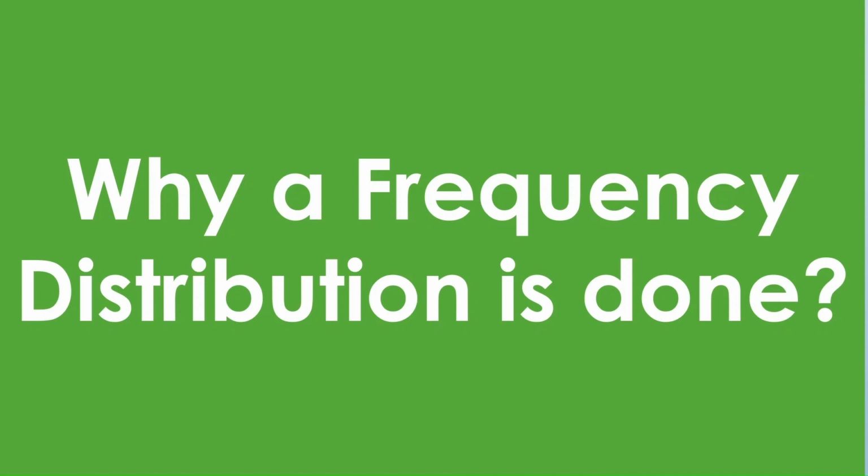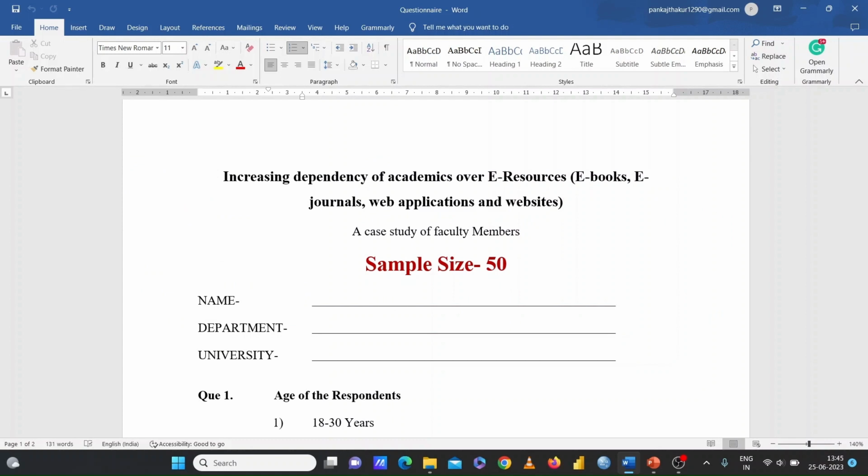Frequency distribution is a very basic analysis in any type of research, and it depends upon the questions you have selected in your questionnaire, whether frequency distribution and percentages will be calculated, or rather average and standard deviation will be calculated. So let's have an example. Here we have a questionnaire. The title of the questionnaire is Increasing Dependency of Academics over E-Resources, E-Books, E-Journals, Web Applications and Websites. For this particular example, we have taken a sample size of 50 respondents.